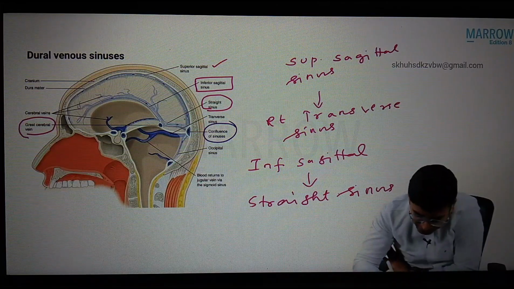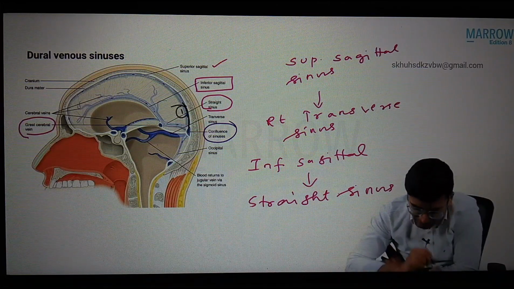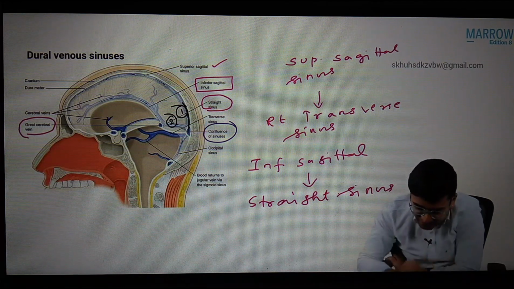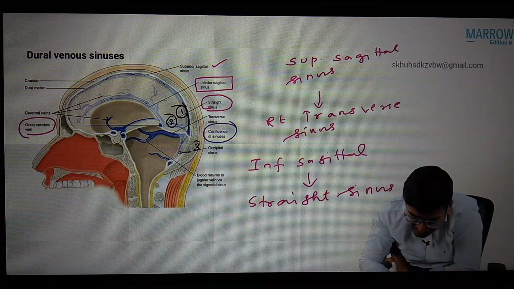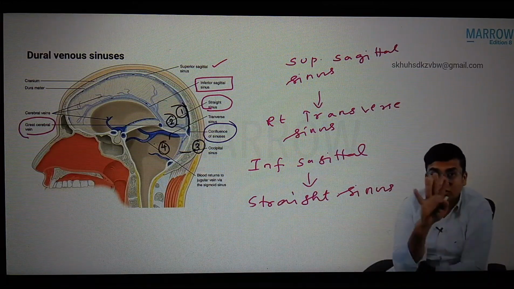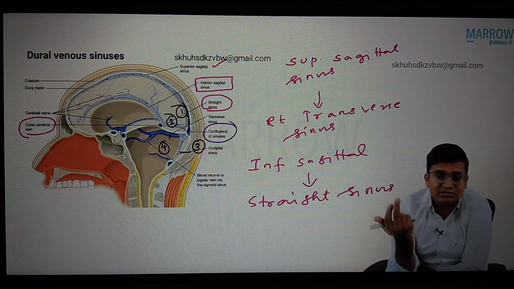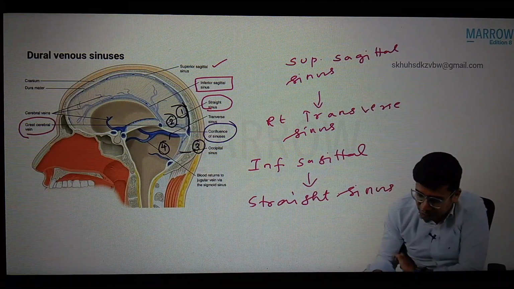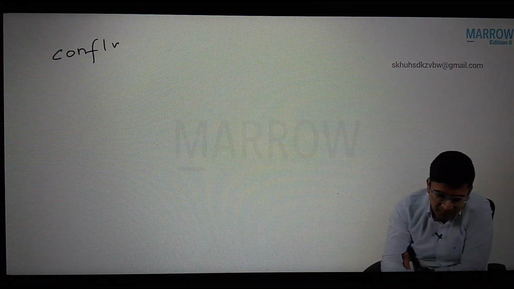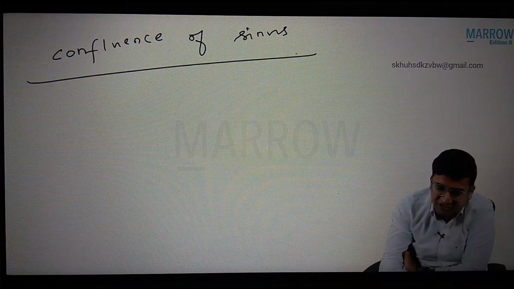Number 1, superior sagittal is meeting here. Number 2, straight sinus here. And number 3, occipital sinus. And number 4, transverse sinus. So 4 sinuses meet at one point, and that meeting point is called confluence of sinus. Okay. So please write confluence of sinus. It is a meeting point of 4 sinus.